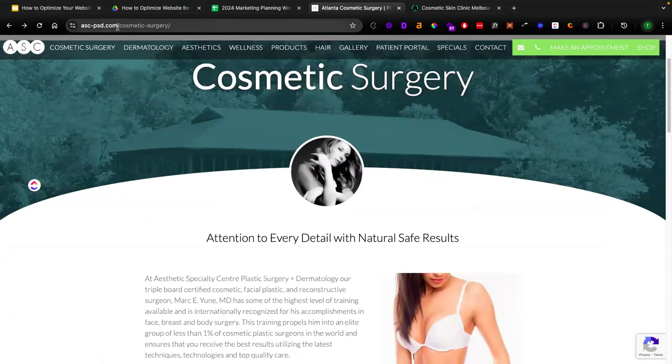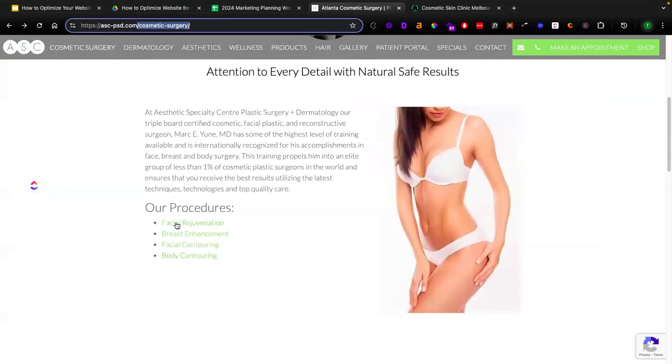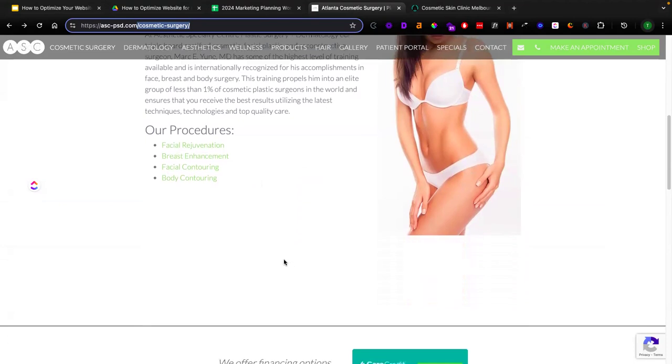So it's basically, we've got cosmetic surgery, then you go into that, and then you're going to pick facial rejuvenation, facial contouring, body contouring, or breast enhancement. We make those 4 categories crystal clear. No changes, no animations, no slides. And then we just make it as simple as possible. Don't let them think, as little noise as possible. Simple works.